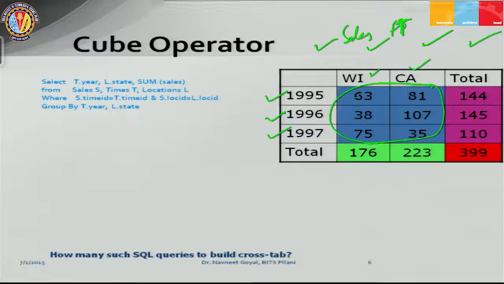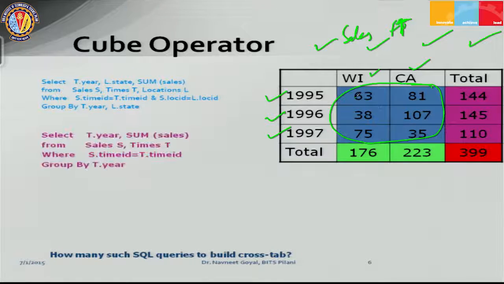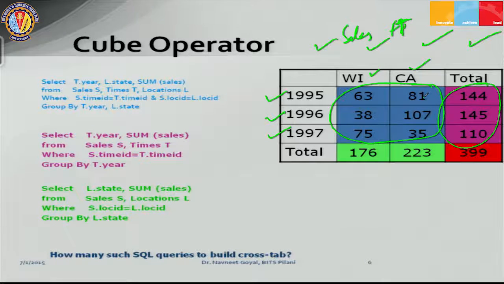Now, how many such queries would be required to build the cross tab? That is what we need to look at. So now I do this. Select t.year, sum sales. So I'm now doing a year wise grouping, which means this portion of the cross tab is now generated.